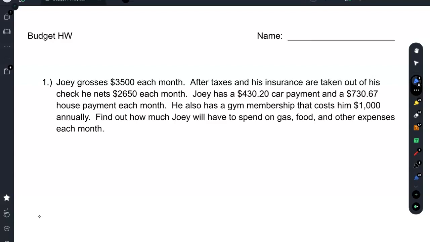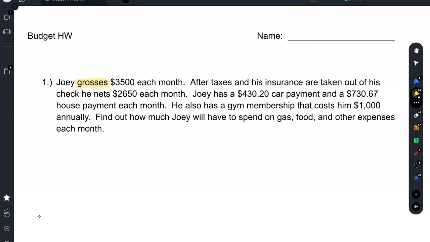With this one, I'm just going to ask you to balance a budget scenario. So I have Joey grosses $3,500 each month. I'm going to highlight a word here. The word gross is how much you make before taxes and other things are deducted. The value that we gross doesn't have a huge impact on what our monthly budget or yearly budget is. It's a nice number to talk about, and usually when we talk about our salaries, we talk about the gross amount, but it doesn't really help us come up with our monthly budgets. So we're more concerned about the net amount. That first sentence was kind of unnecessary.